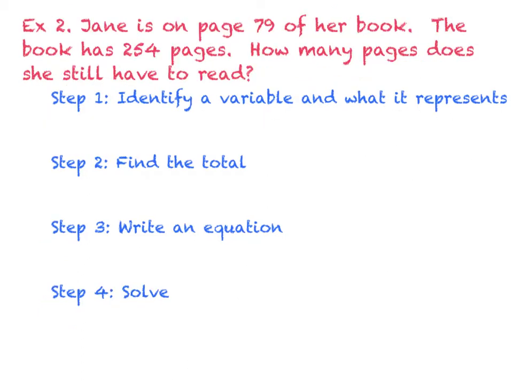Let's try another example together. In this particular problem, Jane is on page 79 of her book. The book has 254 pages. We want to know how many pages she still has to read. So again, I'm going to start out by identifying a variable and what it represents. Again, to find whatever the unknown is, my variable, I'm going to look to what was the question that I was asked to find. If I go back to the problem, I know I was asked how many pages does she still have to read. So this time I'm going to use the variable p to represent pages, and I'm going to identify that p means the number of pages that she has left.